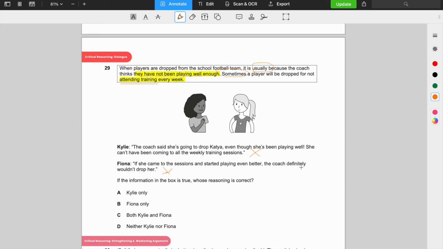And always be careful of words like definitely or must or can't, because they are all words which assume certainty, right? And you should always just be a bit wary of them, okay? Because it's very easy to disprove these statements. In this case, both Kylie and Fiona are wrong. D.